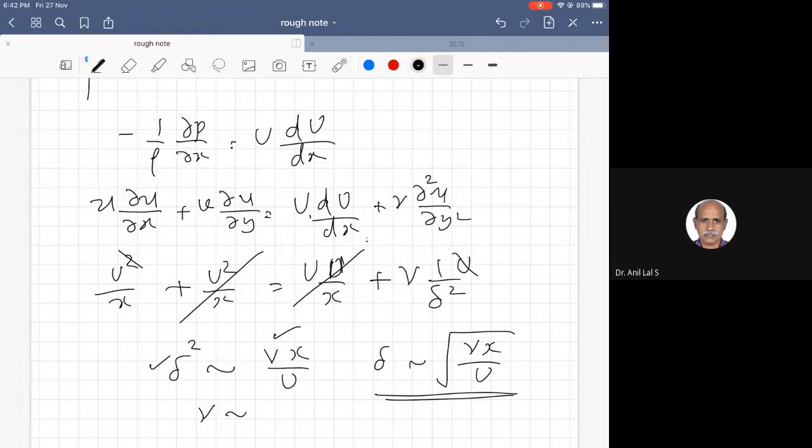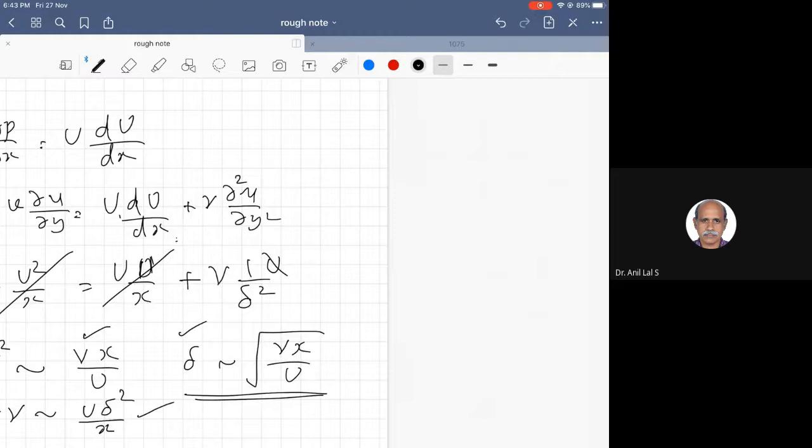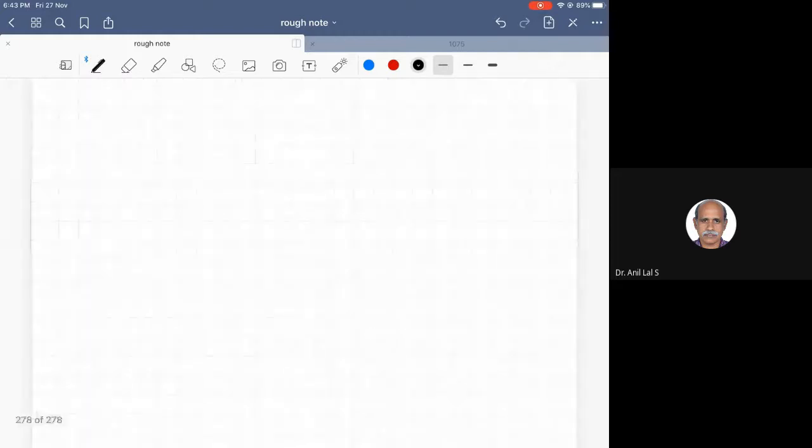Delta is a consequence of the kinematic viscosity, but we can also write nu will be of the order of U delta squared by x. This way also we can write. So something like this. This will be useful in the next application of the theory, for the V momentum equation. So what about the V momentum equation?